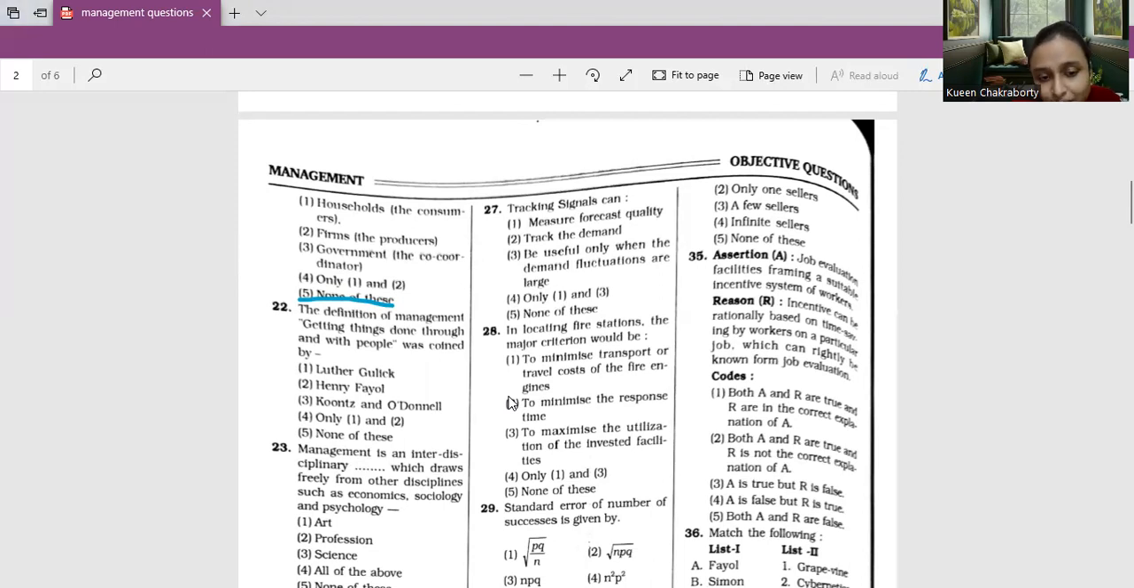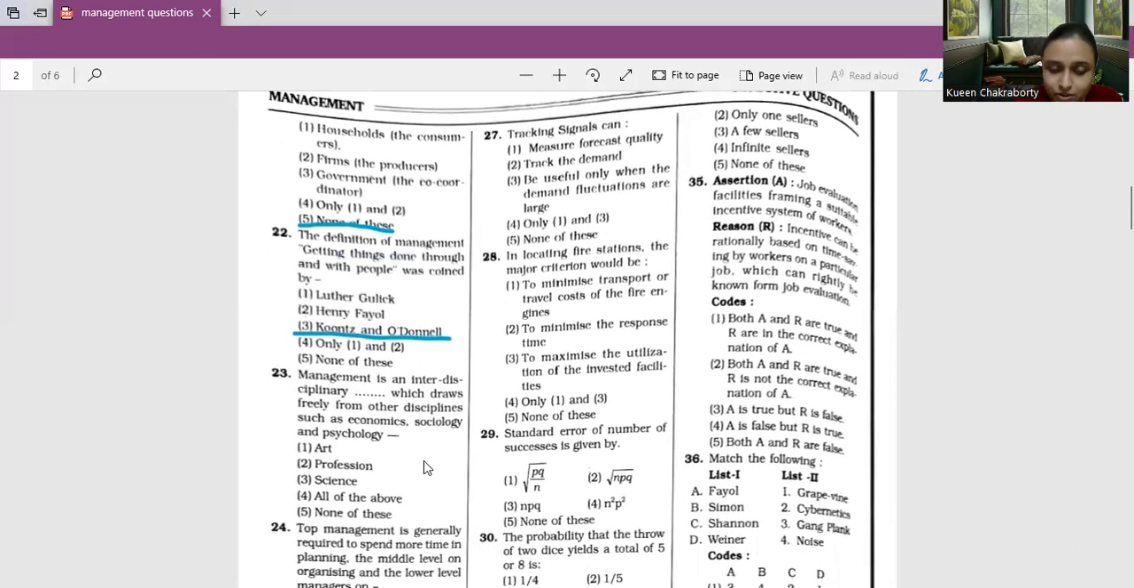So basically, if we come to the conclusion, Koontz O'Donnell is the only person who defined management as getting things done through and with the people. So this particular concept has been coined by Koontz O'Donnell, which is the third option to our question number 22.